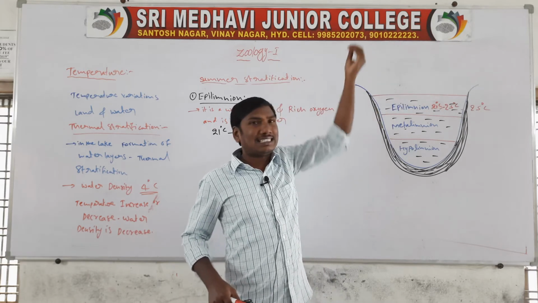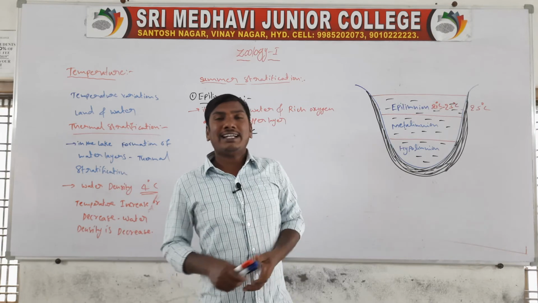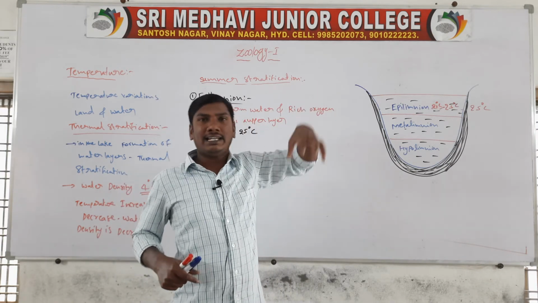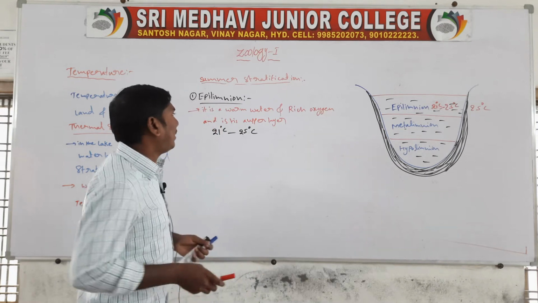The upper layer means the sunlight is present, so the water is heated. So, they are the warm water. Next one, rich oxygen. The rich oxygen means, in the upper layer, oxygen is dissolving in the water.